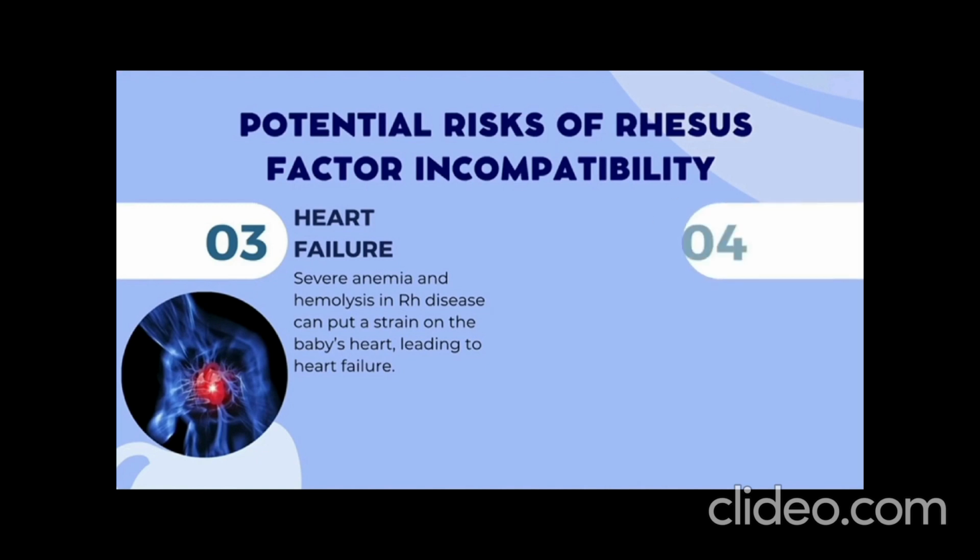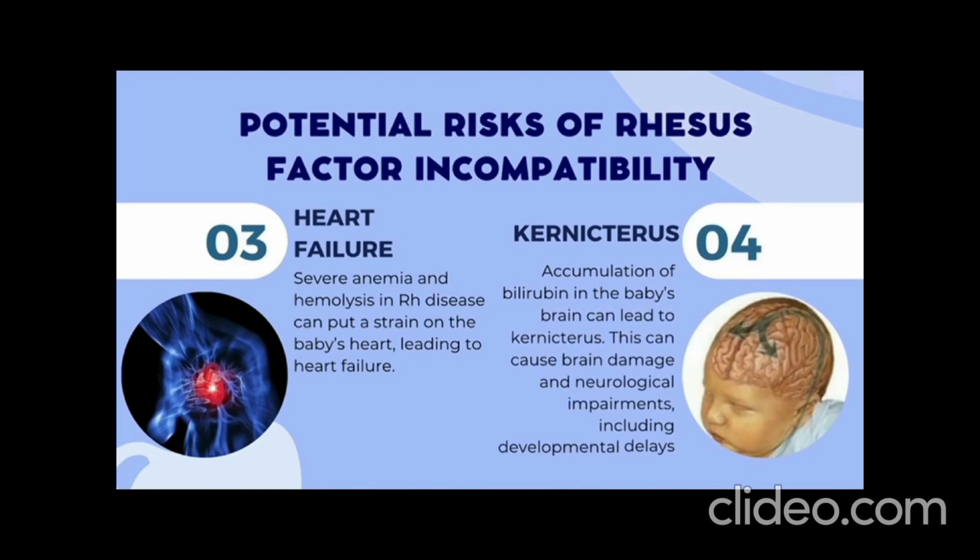The fourth one is kernicterus. Accumulation of bilirubin in the baby's brain can lead to kernicterus. This can cause brain damage and neurological impairments, including developmental delays.